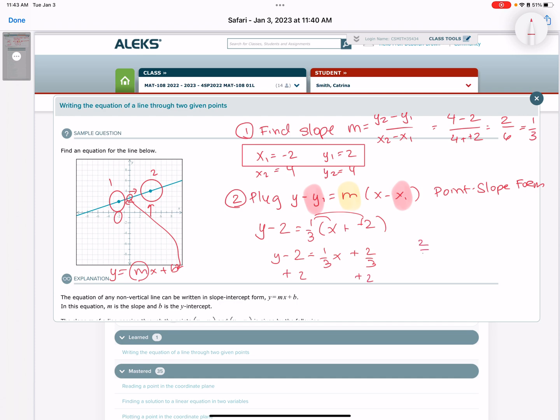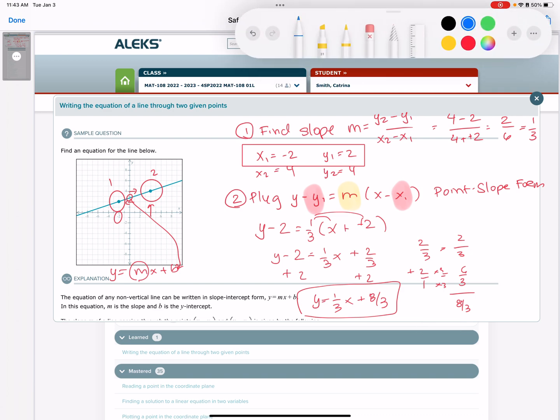So I have to add 2/3 plus 2. I'm going to change the denominator for the bottom one. And so that's times 3 times 3, 6 over 3. So 2 over 1 is the same as 6 over 3, and that's going to be 8/3. So y equals 1/3 x plus 8/3. So we knew it's going to be a little less than 3. So that is consistent.